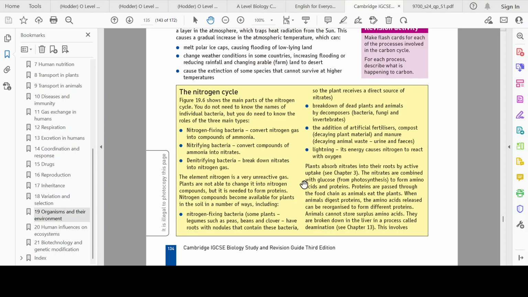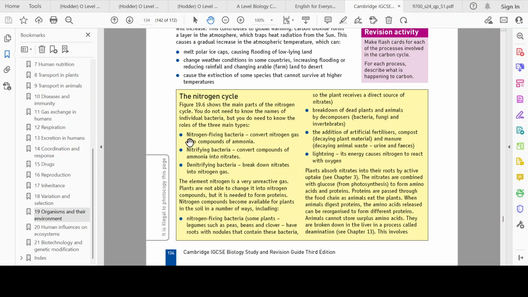It's a bit more complex. Let's take a look at this. Nitrogen fixing bacteria convert nitrogen gas into compounds of ammonia. Nitrifying bacteria convert compounds of ammonia into nitrates, and denitrifying bacteria break down nitrates. So these are the three main things that are happening. They're saying that you need to know the roles of the three main types of bacteria involved in the nitrogen cycle: nitrogen fixing bacteria, nitrifying bacteria, and denitrifying bacteria.